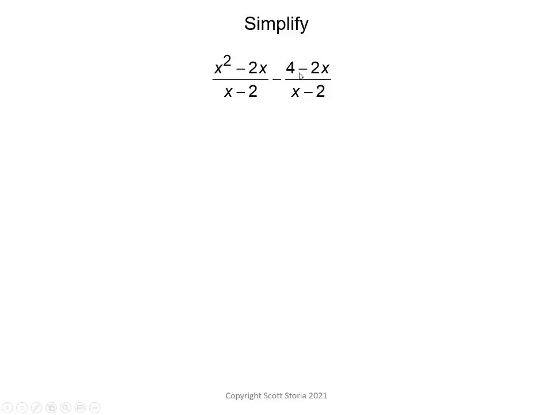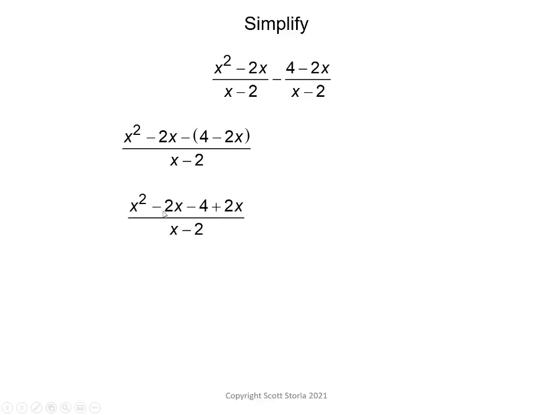First, I'm going to be subtracting 4 minus 2x. When I distribute, I'll subtract 4 and add 2x. Now I collect like terms. This will go to 0. This will be x squared minus 4. I notice x squared minus 4 is the difference of two squares. I factor. I notice I have a common factor of x minus 2. And after reducing, I'm left with just x plus 2.